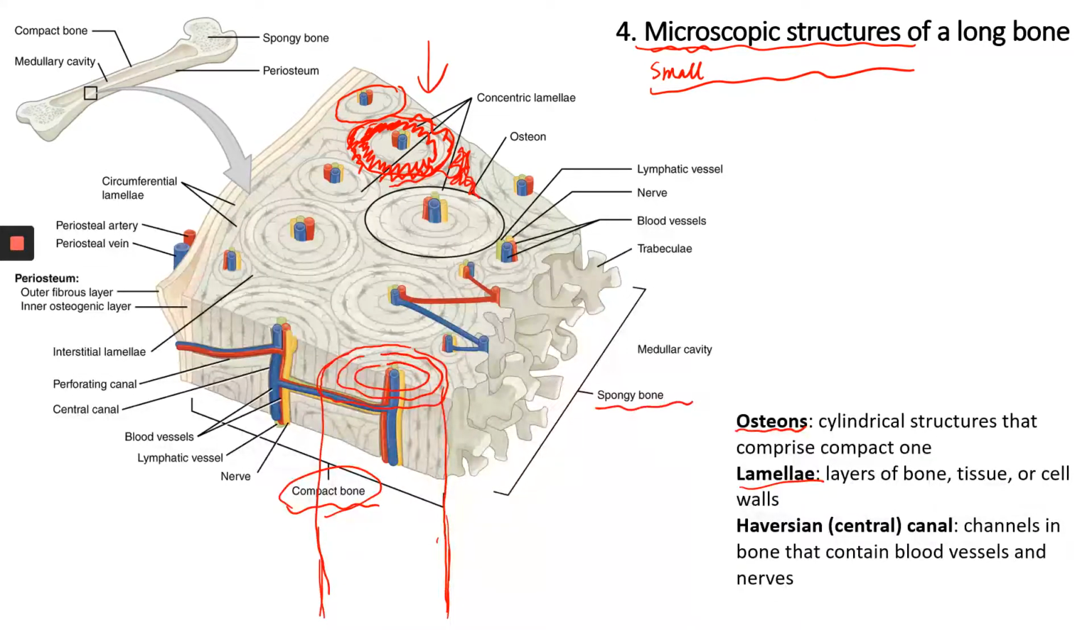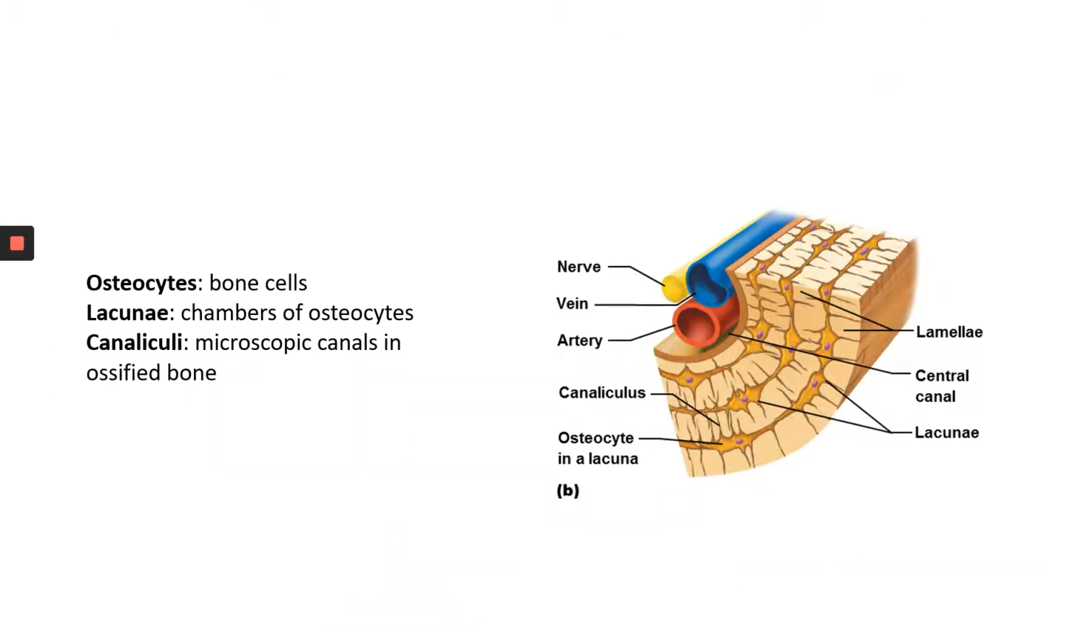The next major structure is called the haversian or central canal. That's going to be in the center of each osteon. Over here, there's a big cavity, and you can find blood vessels, lymphatic vessels, and nerves in the haversian or central canal. Those are the basic structures of osteons, which make up the compact bone.